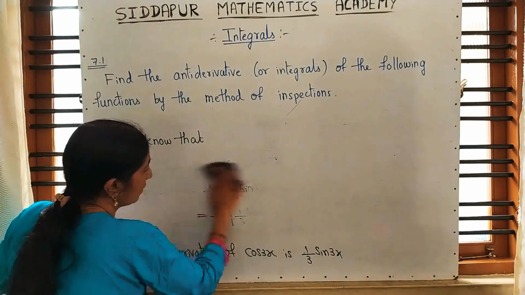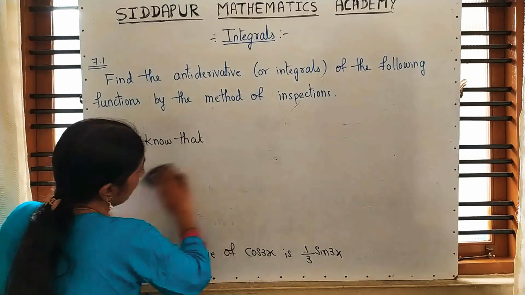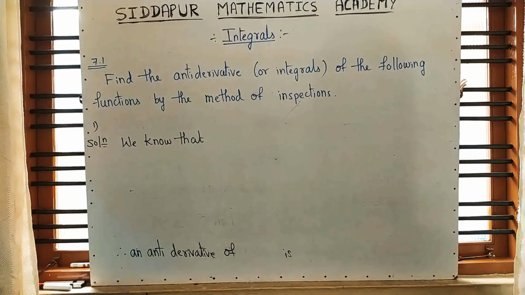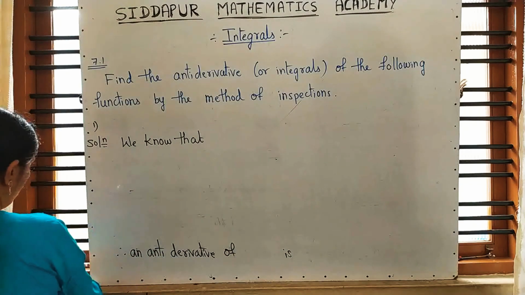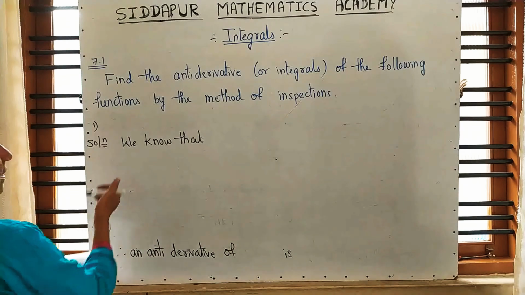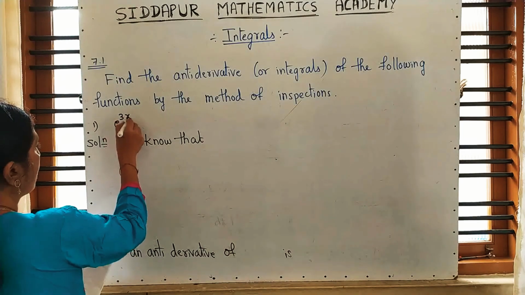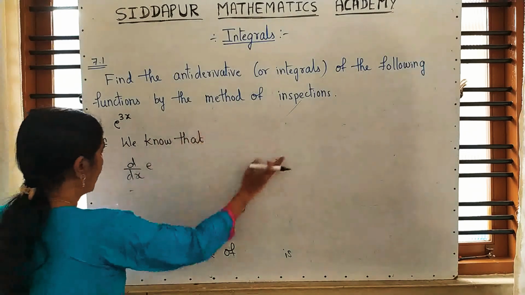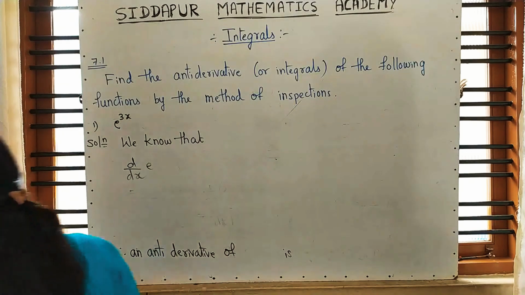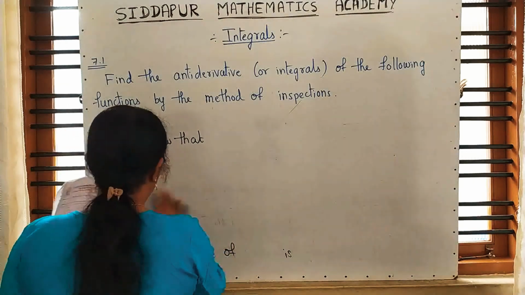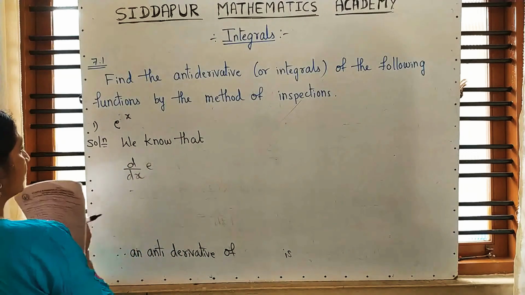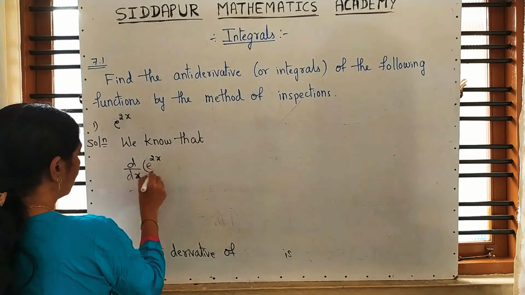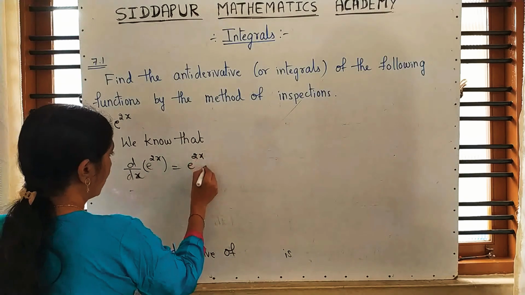Yes, tell me differentiation of which term gives you e raised to x? Of course, yes, it is e raised to x only. Differentiation of e raised to x is e raised to x. And already we are familiar, differentiation of e raised to 2x, sorry, e raised to 2x, not 3x, is e raised to 2x into 2.